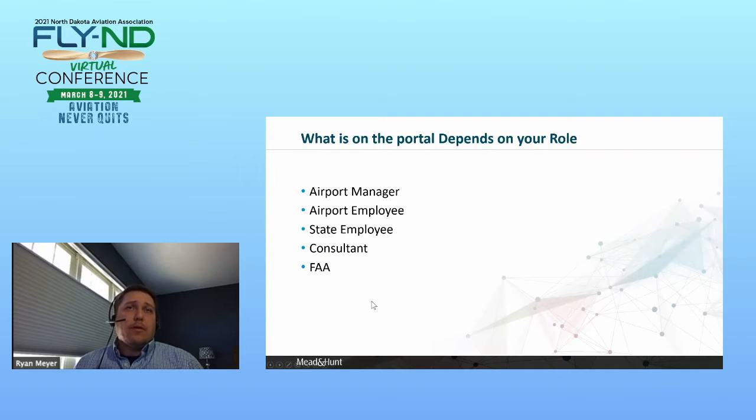So there are different roles within the ADIP, and depending on who you are, you get to do different stuff on the ADIP. The first role would be an airport manager, the listed airport manager in a 5010. All the other airport employees fall under a separate category. Then state DOT people have their own categories. Consultant that I'm in is the most limited category because I can't make changes on my own for an airport. And then the FAA has their own breakdown of roles as well, based on their different lines of business.